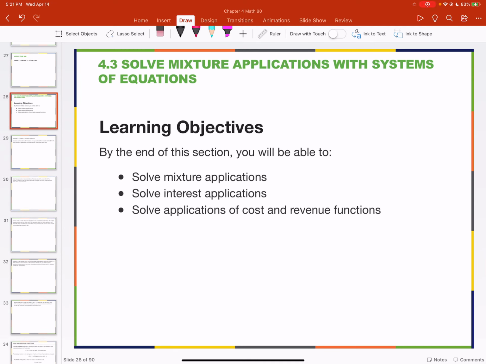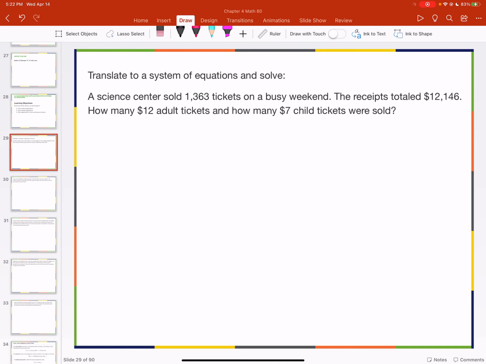And welcome to section 4.3, where we're going to use systems of equations to solve super fun word problems, which the book describes as applications. So we're going to work on mixture applications, interest, and then cost and revenue. So let's just jump right into it.